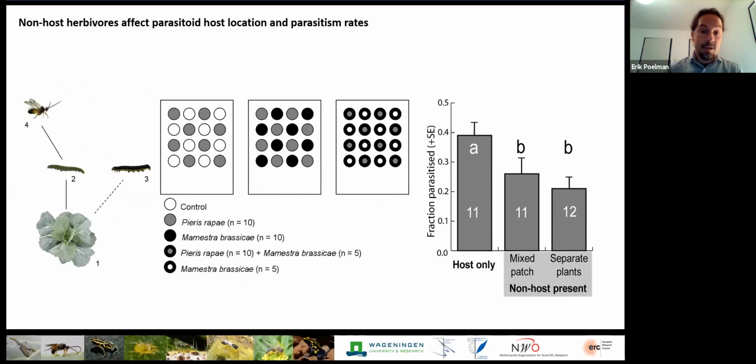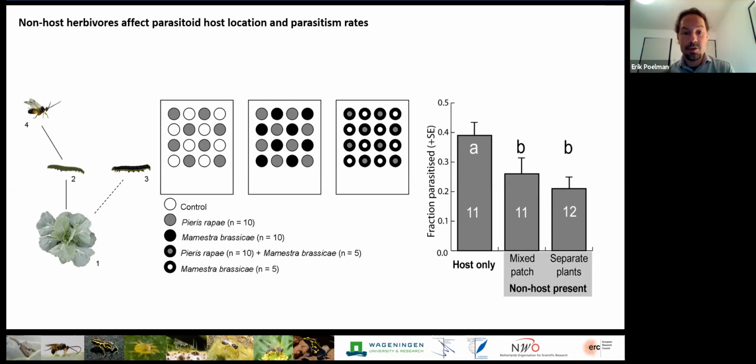Well, in a lot of studies, we've seen that if plants are being attacked by non-host herbivores, herbivores that cannot be parasitized by this particular parasitoid species, that actually affects the efficiency of parasitizing the host herbivore. So non-host herbivores may affect the trophic interaction between a host and a parasitoid.